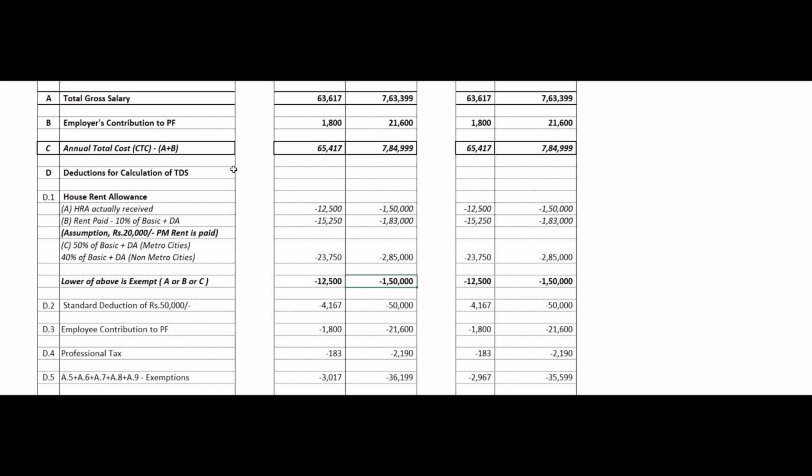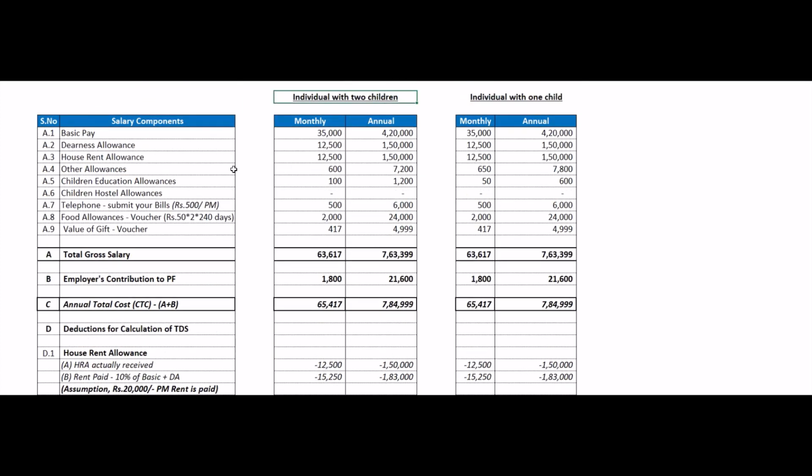So continuing, in the previous example I had taken an individual with two hostel children, but now in the current two examples I'm going to speak about an individual with two children staying with them and an individual with one child. Keeping everything as it is, the only restructure I've done is that the amounts in children education allowance and children hostel allowances have been added to other allowances. For example, in the case of an individual with two children, the children hostel allowance amount has been added to other allowances, and in the case of an individual with one child, the difference amount has been added to other allowances, and the total gross salary is the same, and C2C is also the same.